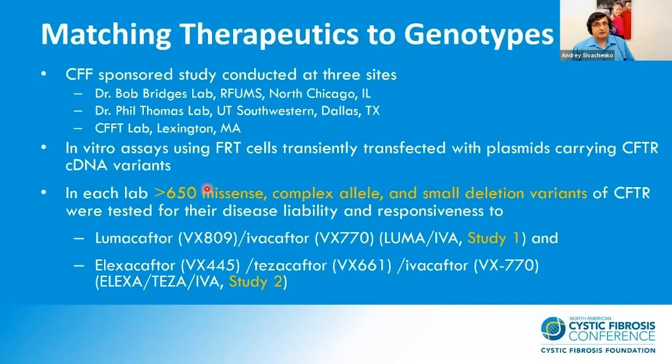Here's how the project was organized. The foundation sponsored the studies conducted at 3 different sites, one being the foundation's own lab, plus 2 academic laboratories. And we procured the collection of over 650 plasmids, each carrying Cftr cDNA with one of the variants selected for the study. Each lab would independently and transiently transfect those plasmids into FRT cells on site and measure the response to the treatment.